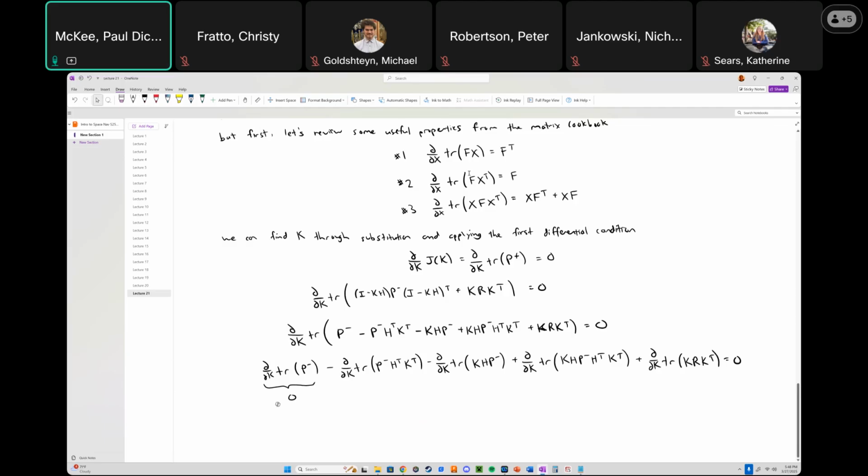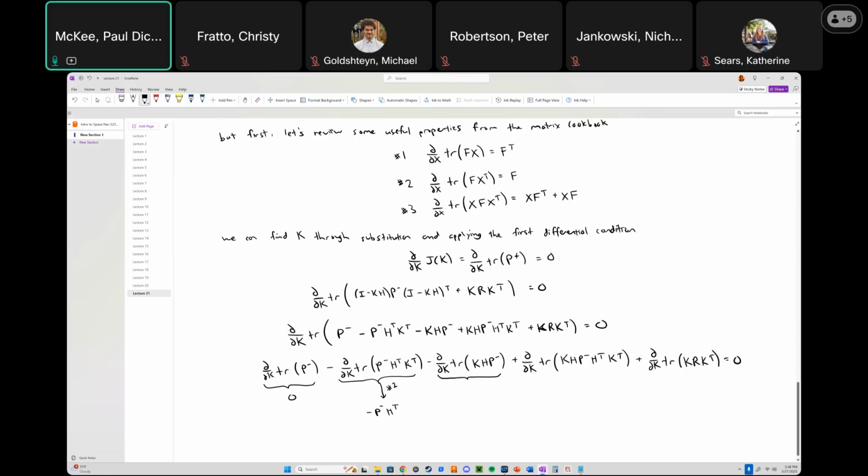The other ones, we're going to have to refer back to those rules that I have at the top of the screen here. So we've got some stuff multiplying K transpose. I think that this term reminds me of number 2 up above. And so by that same logic, if we're following that this is number 2, then what we should get is just P minus H transpose, but we have to keep the minus sign from up above. Okay. So far, so good.